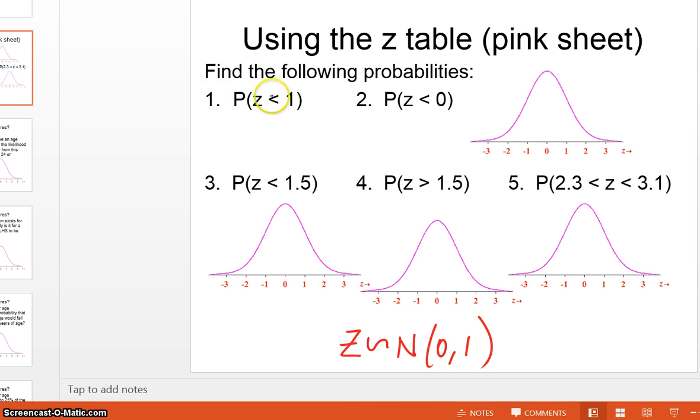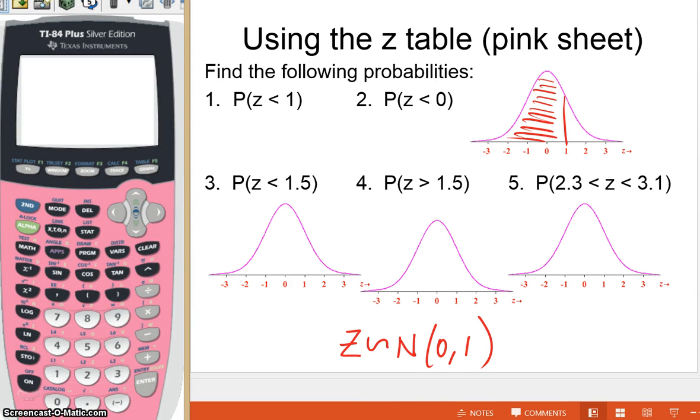So on number 1 here, if we want the probability that z is less than 1, we want this area to the left. In the calculator, we're going to go to distributions, which you'll see above the VARS button. VARS is distribution, so we're going to go second VARS. There's a list of a whole bunch of different distributions. Right now, all we're using is normal, and the only normal we're using is normal CDF. So we're going to go down to number 2 and press enter.